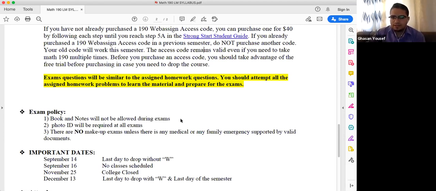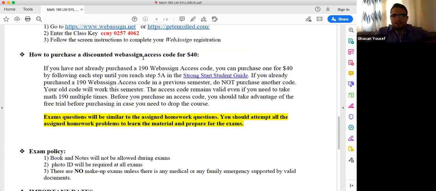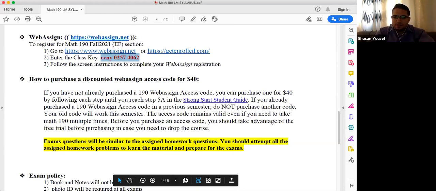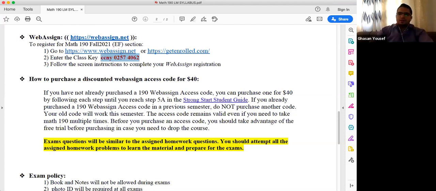About the attendance, yes, here I get a question. Yes, the WebAssign works fine. And the WebAssign here has the class key. I'm going to copy the class key. The class key is CCNY from CCNY 02574062. Just paste this in the box in WebAssign.